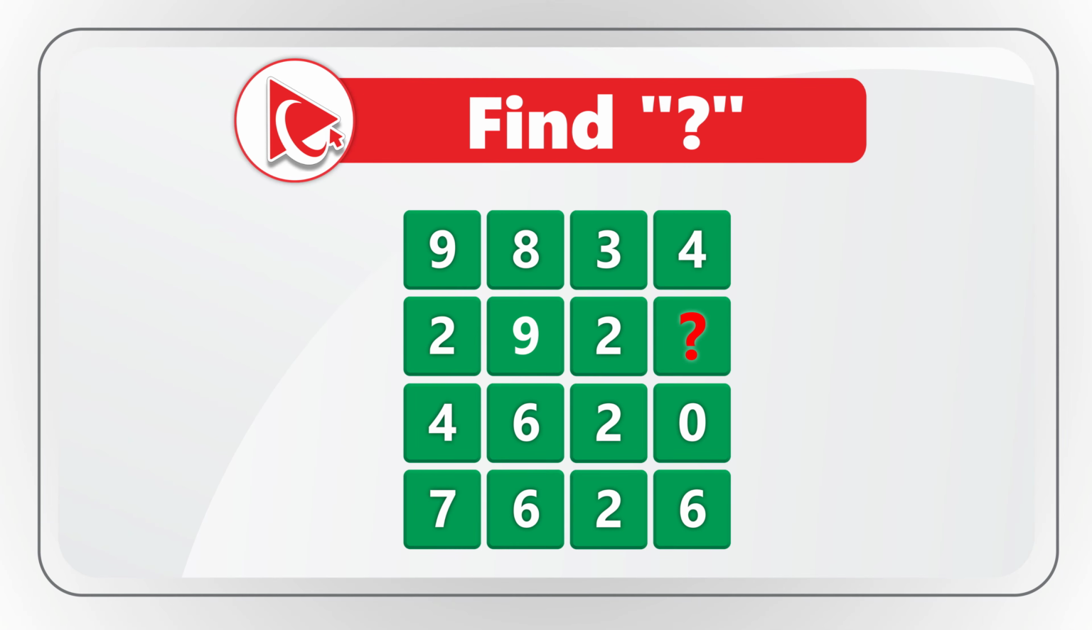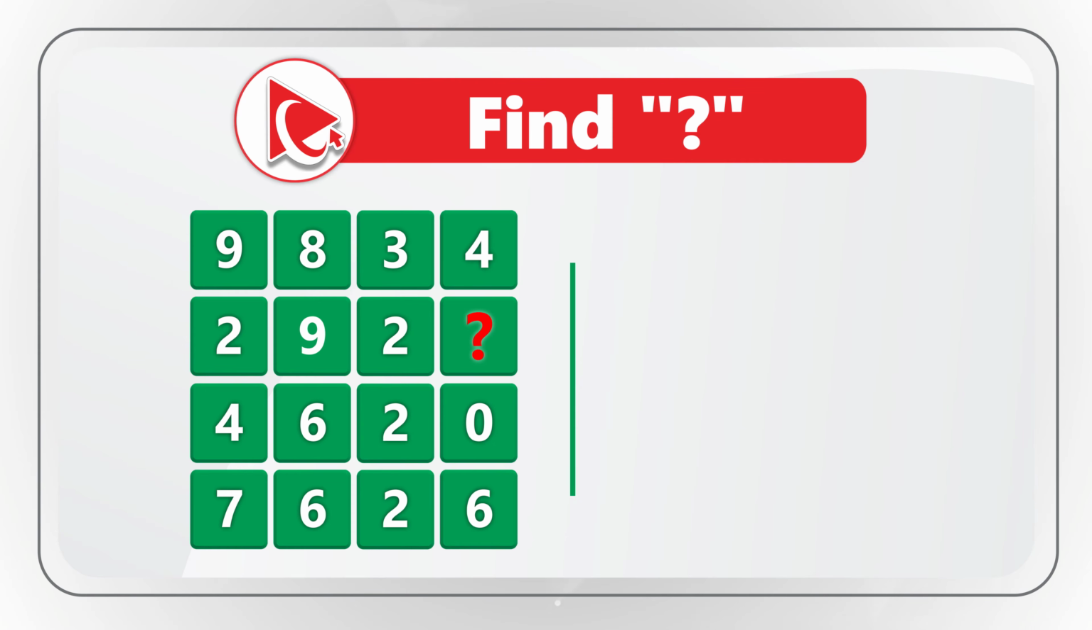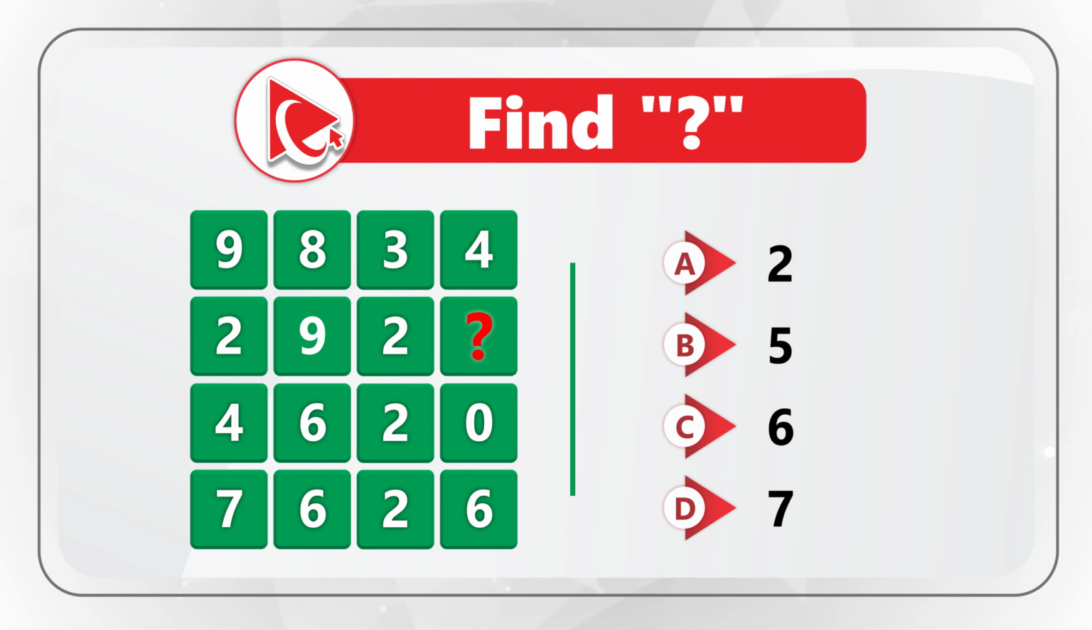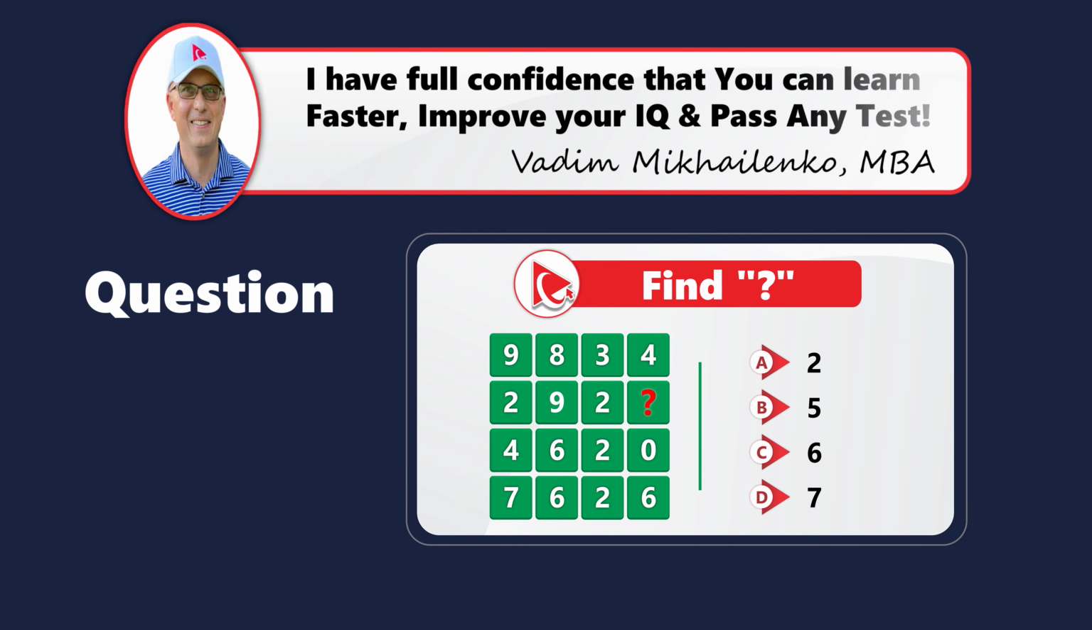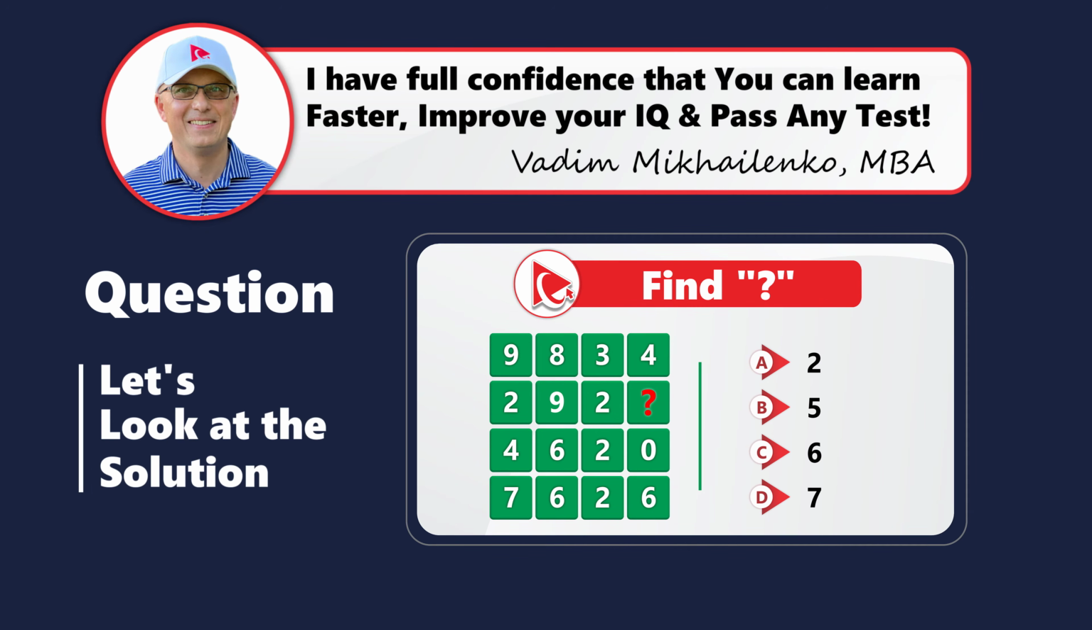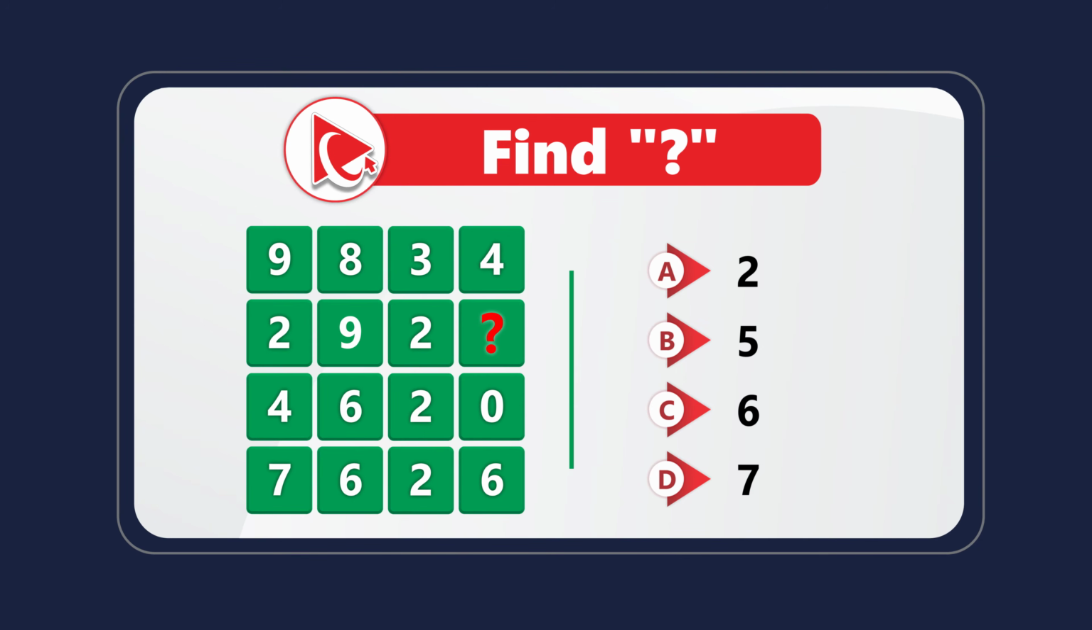You need to calculate the missing number. And you have 4 different choices to select from. Choice A, 2. Choice B, 5. Choice C, 6. And last but not least, choice D, 7. Take a close look to see if you can come up with the solution. Did you get to the right answer? I hope you did, because I'm moving forward to share with you my version of the solution. And obviously, if you have a better way to solve it, please make sure to post in comments.